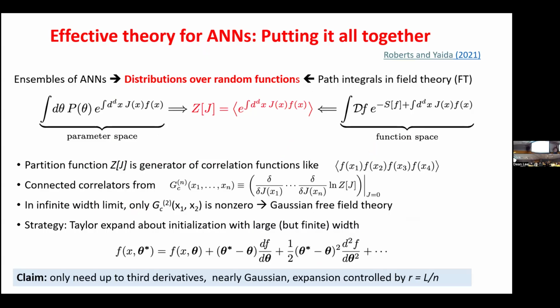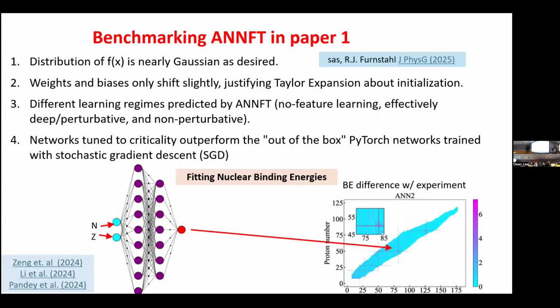And what this allows us to do is to think about the solutions to our neural networks as a Taylor expansion about initialization. And one of the claims that Roberts et al. make is that you only need up to 3 derivatives, and then you get this expansion that's really nice and nearly Gaussian. So in our first paper, we took these ideas and we wanted to try to validate them in a nuclear physics context. So we looked at binding energies again.